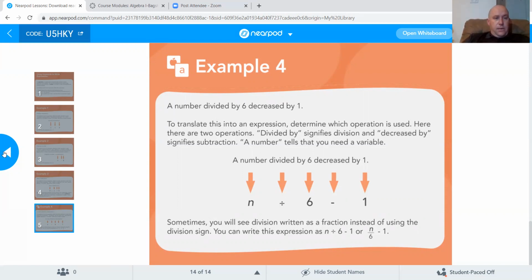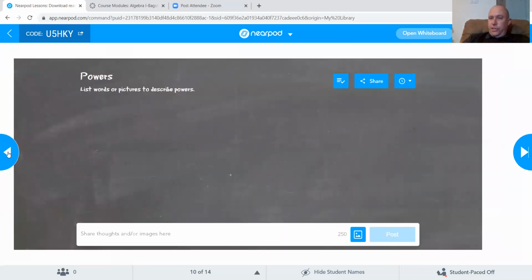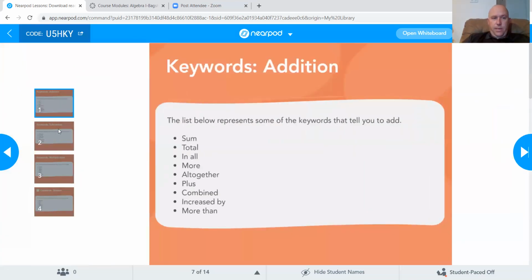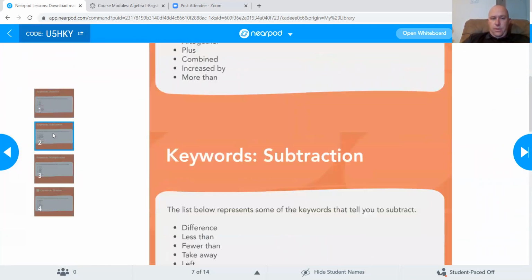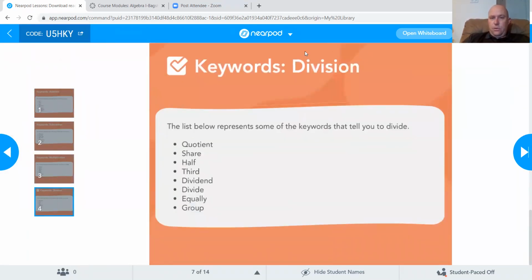Certainly go back and look at the earlier slides where you can see some of those key words. Go back also and check, make sure you know exactly which are the turnaround words, because they can definitely be a little bit confusing as well. But I would strongly recommend looking at these words, perhaps writing down some of those ones that you weren't sure of as well.